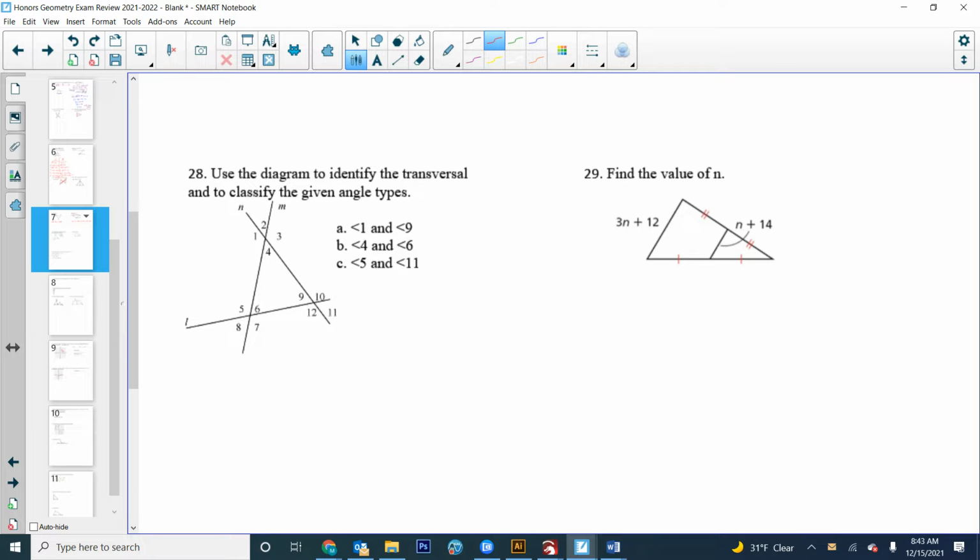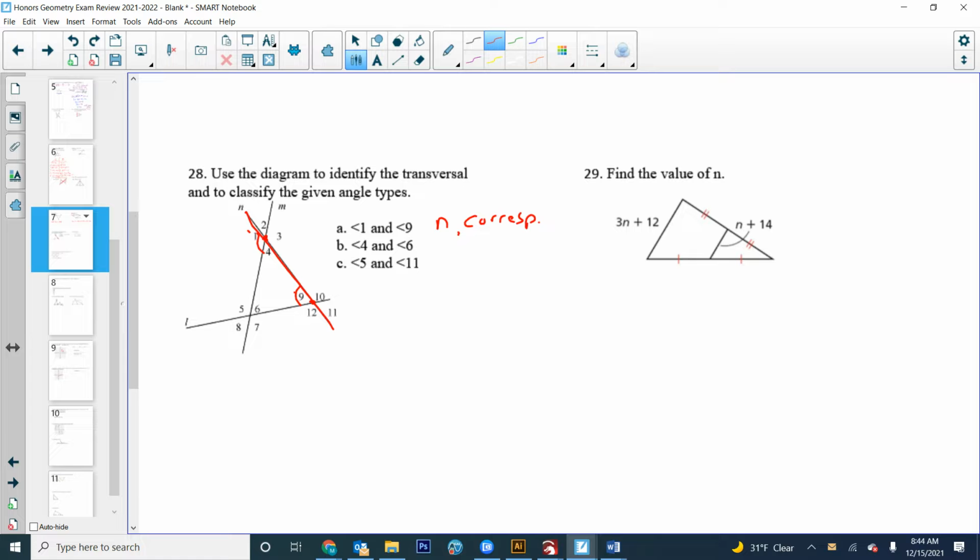1 and 9. The little trick we had for this was, what's the vertex of angle 1? Well, it's right there. What's the vertex of angle 9? Right there. What line touches both of them? N. That's the transversal. So N is our transversal. And those are called, what did you call those ones? Corresponding. Good. Are those corresponding angles congruent?